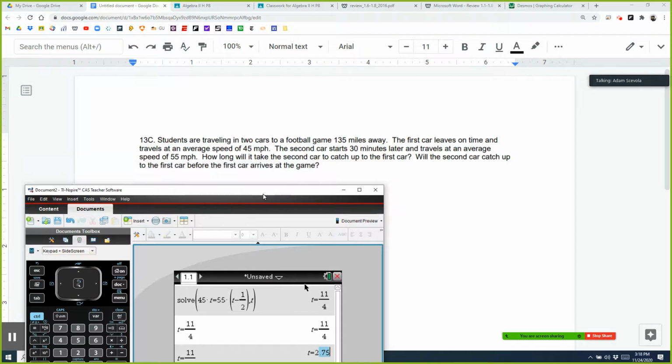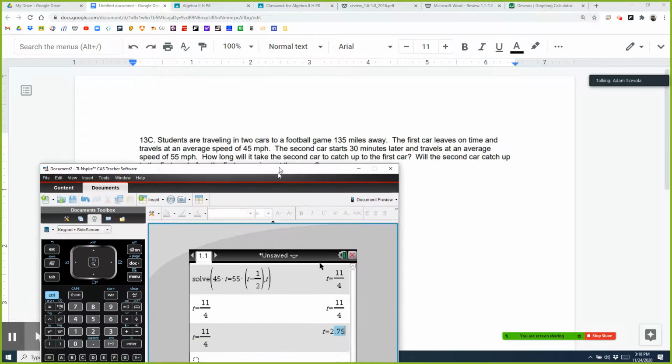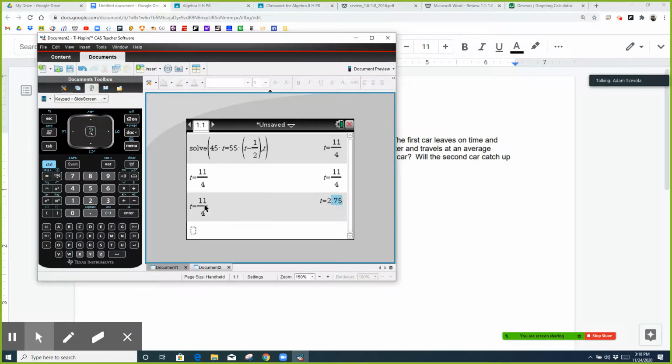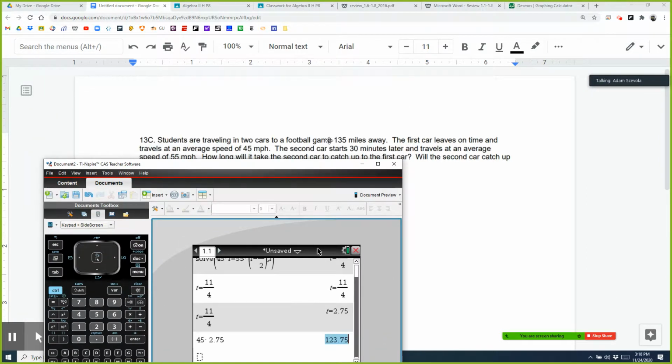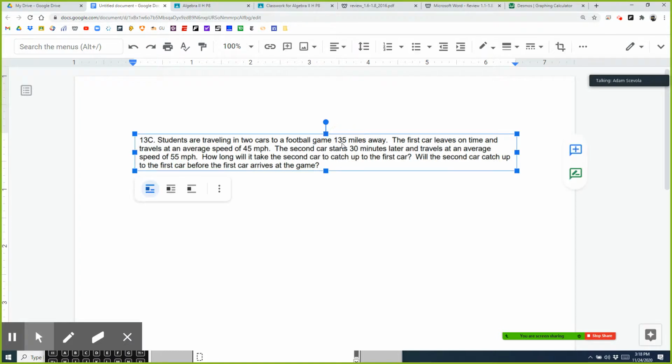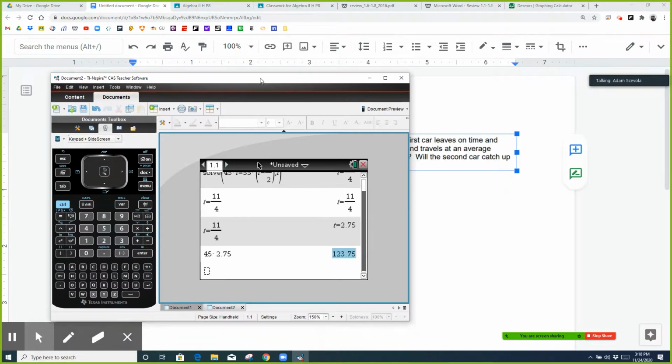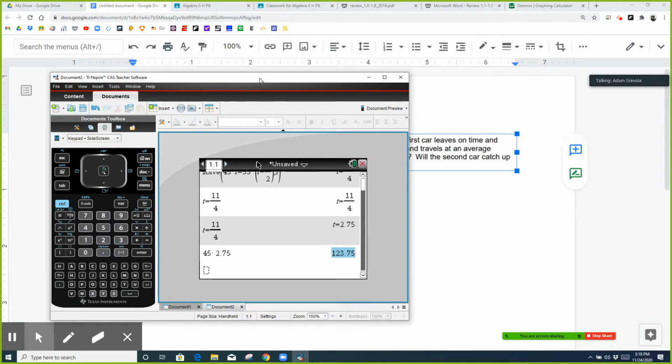So will the second car catch up to the first car before the first car arrives at the game? Well, if the first car was traveling 45 miles an hour for 2.75 hours, that means that first car traveled 123 miles, which is not quite the distance that the football game was, 135 miles. So yes, the second car will catch up to the first car, about 11.25 miles away from the game. And so that's how you do it.